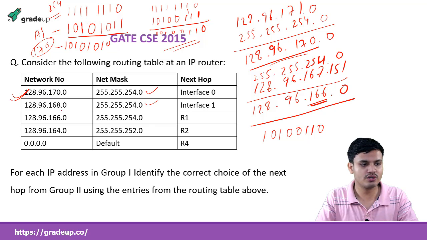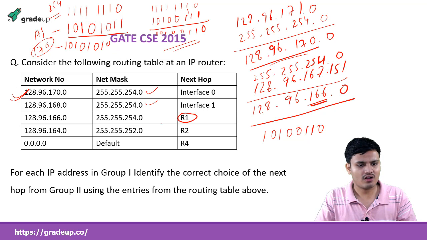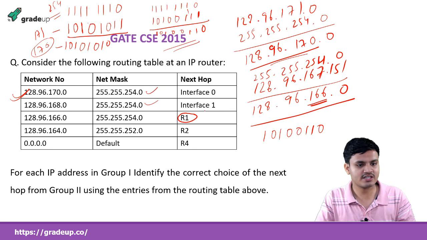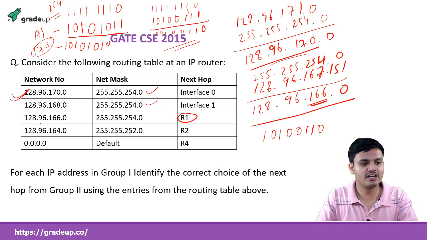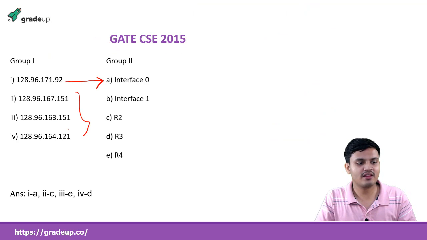See, it belongs to this, not this. So R1 is matching. So it is R1. So actually it is 167. Let me check it once. 167. So yes, 166. It is matching with this. So like this, try for other examples and see what you get. Here I think I have written something wrong. Here it should also be R1.